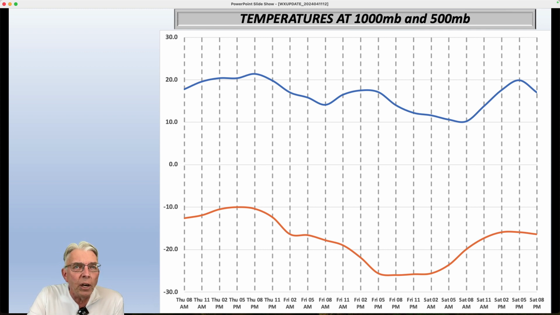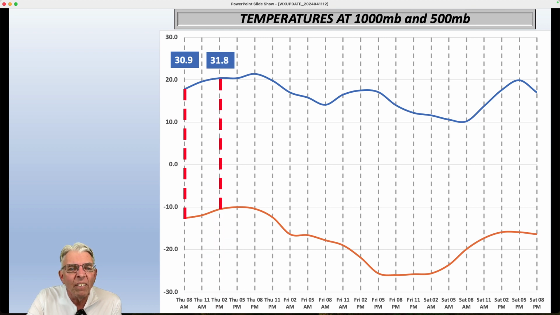Okay, so if we take a look at the difference between these two, we're basically taking a look at the lapse rate in temperature from the ground up to about 18,000 feet. And so that lapse rate is about 30.9 degrees C, or it was this morning at 8 o'clock. Then it only increased slightly to 31.8 at 2 o'clock and 31.8 again at 8 o'clock this evening. So we're not seeing any rapid destabilization here, at least in terms of the temperature lapse rate.